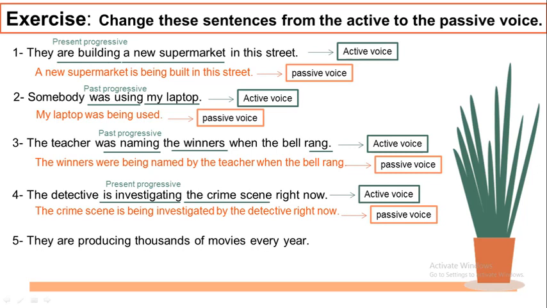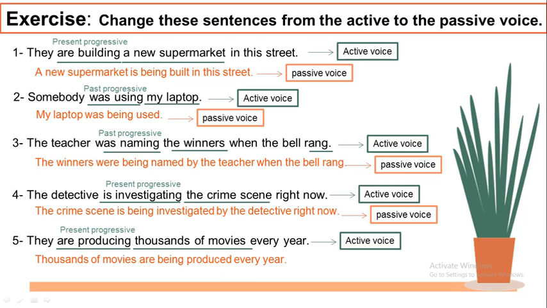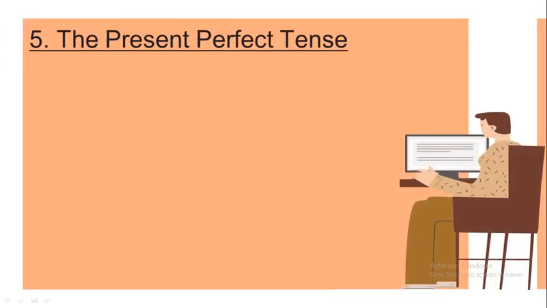The last one. They are producing thousands of movies every year. Are producing is the main verb and it is in the present progressive. Thousands of movies is the receiver of the action. And in the passive voice, it's going to be: thousands of movies are being produced every year. I'm sure that you got them correct. Now let's see the passive voice in the present perfect tense.